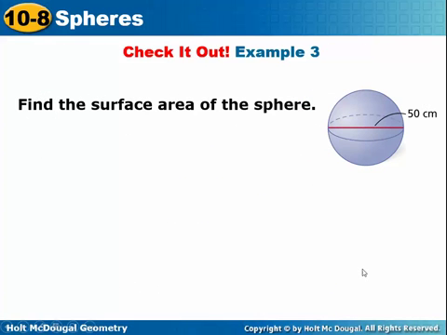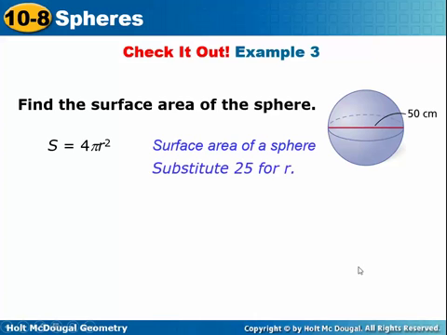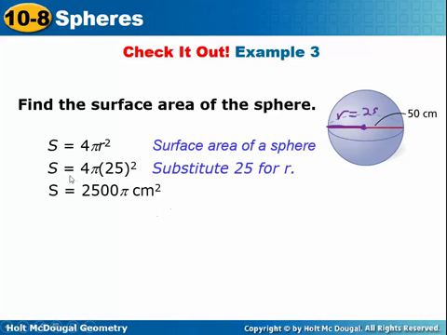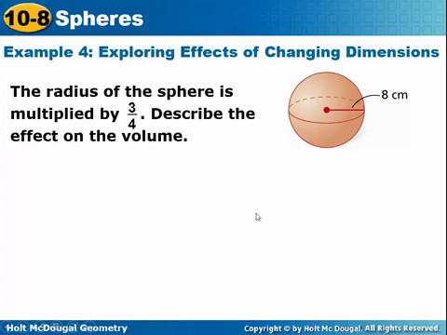In this example, we're given the diameter. Do we want the diameter? No. So the first thing you have to do is take half of the diameter to get that the radius is equal to 25. Don't forget to do that. Then we use our formula, which is 4 pi times the radius squared. We have to square 25, which is 625. Multiply 625 times 4 to get 2,500 pi. And that's it.